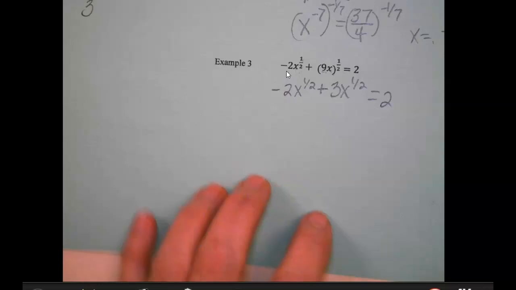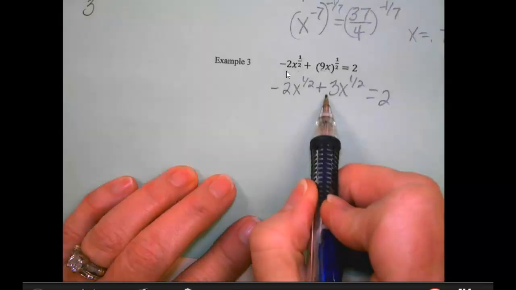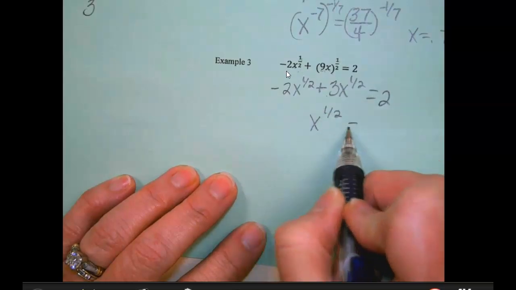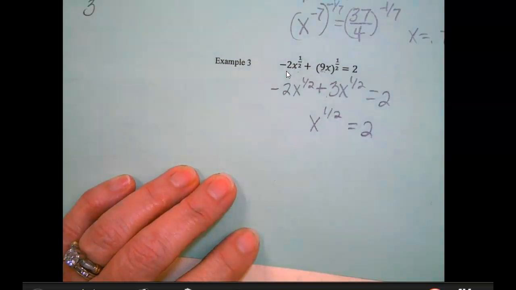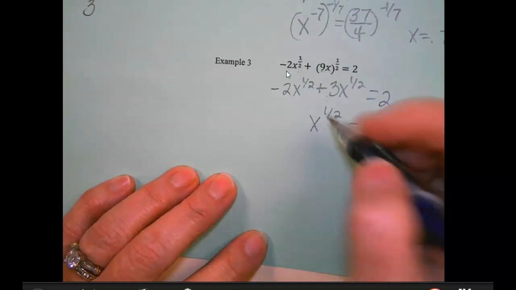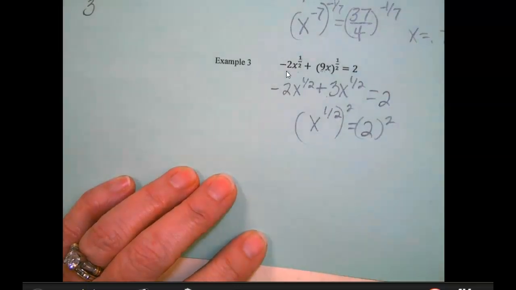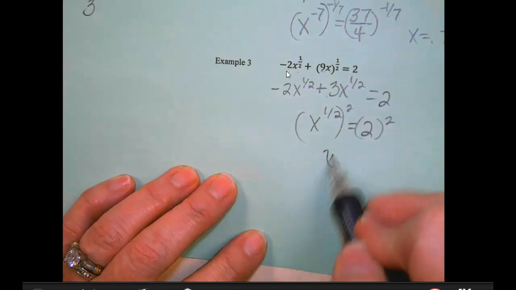And so when I do that now, what's negative 2 plus 3? So I get x to the 1/2 equals 2. How do I undo 1/2? So I'm going to square on both sides. And when I do that, I get x equals 4.